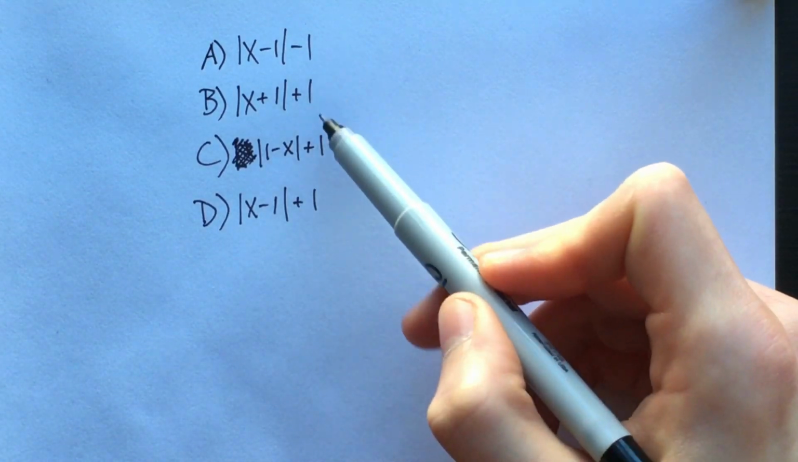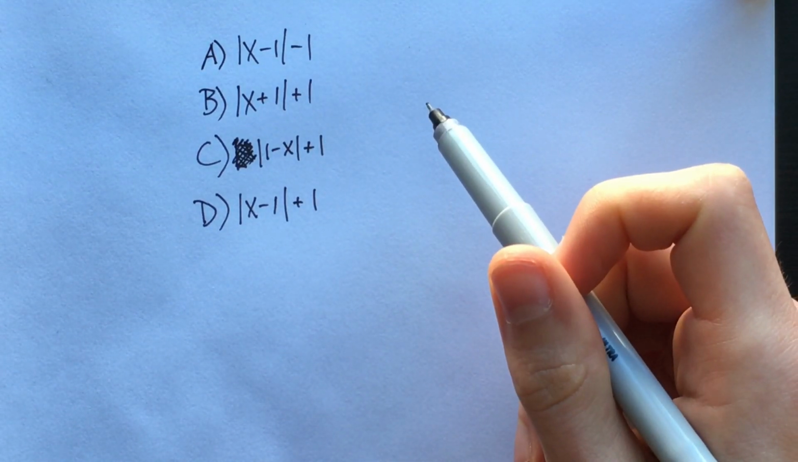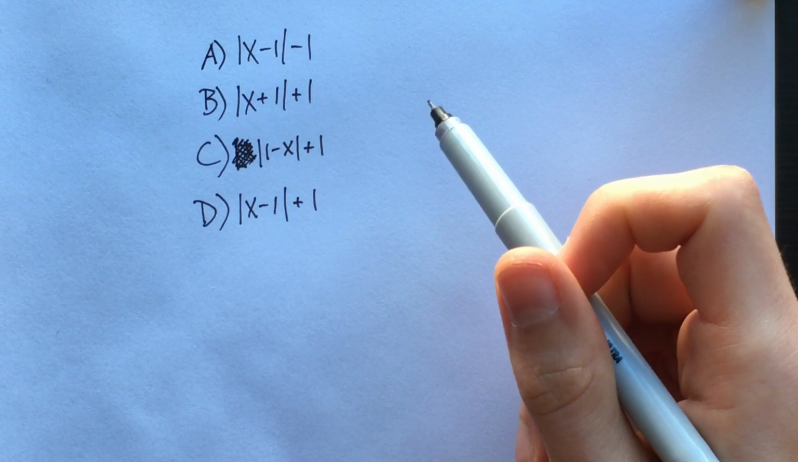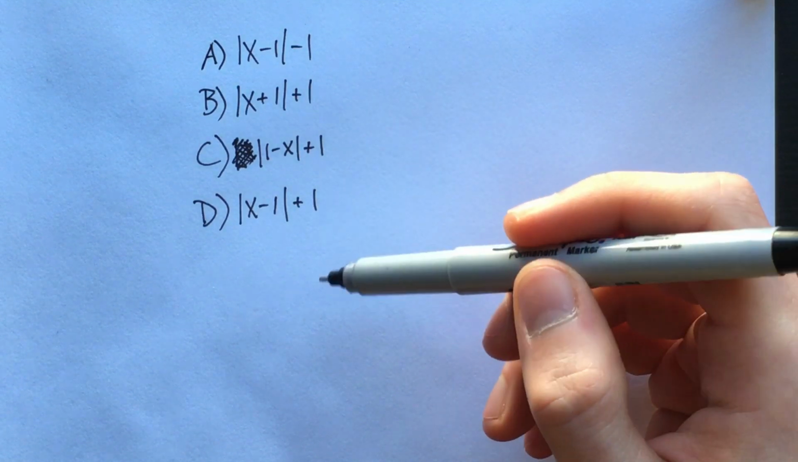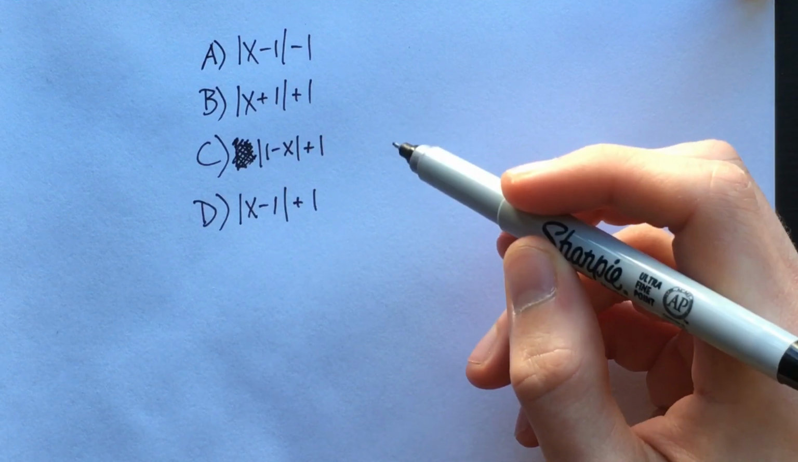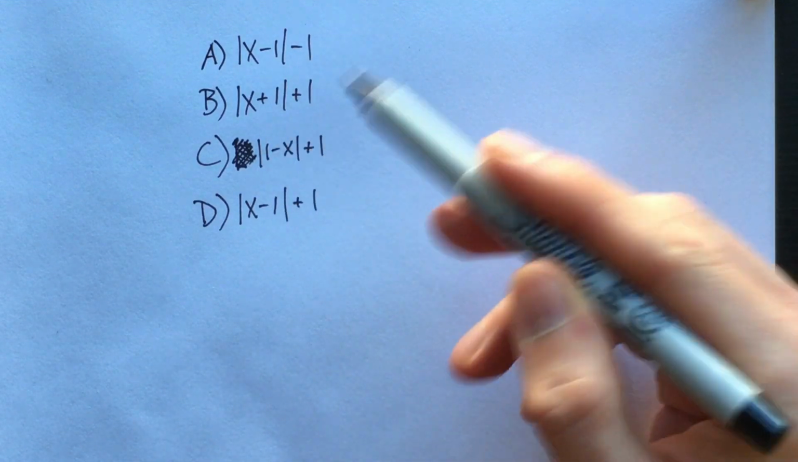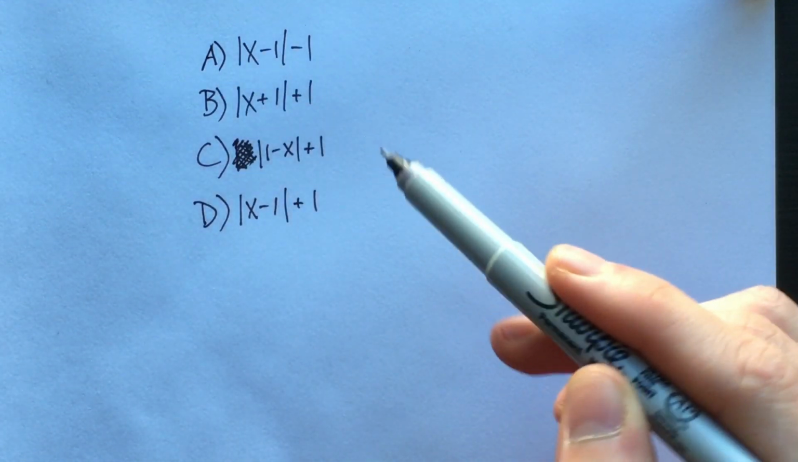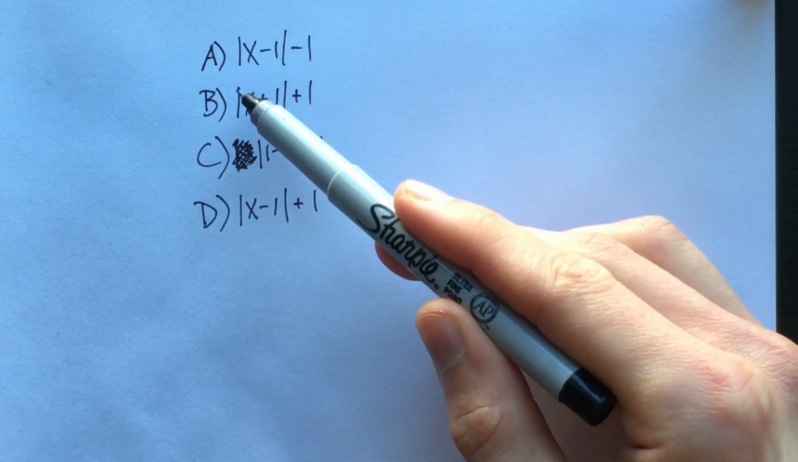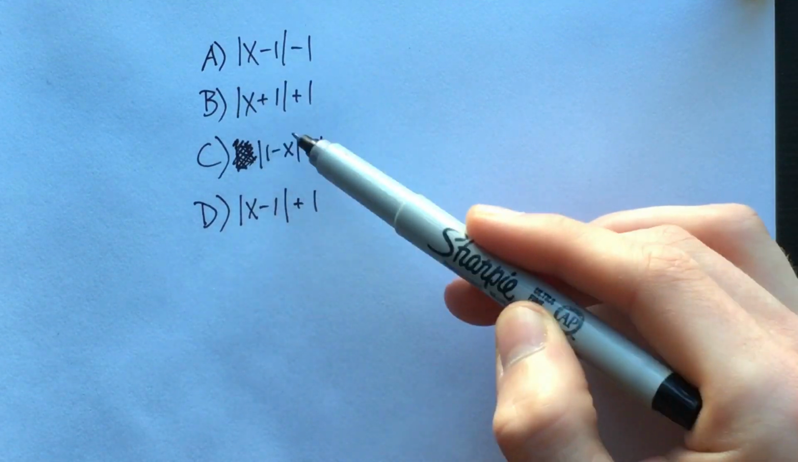So for this one, we have these four options, and we're being asked which of the following expressions is equal to 0 for some value of x. Out of these four options, there's only one for which there's some x value that will make the expression equal to 0. And we see that the key here is that we have absolute values in each answer.